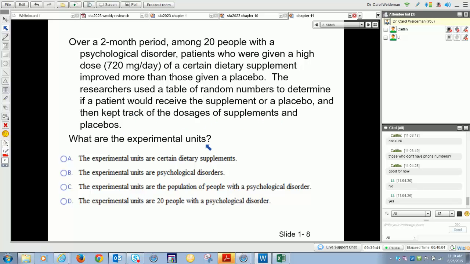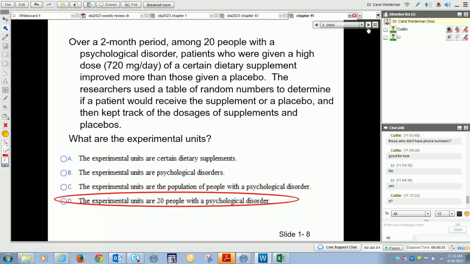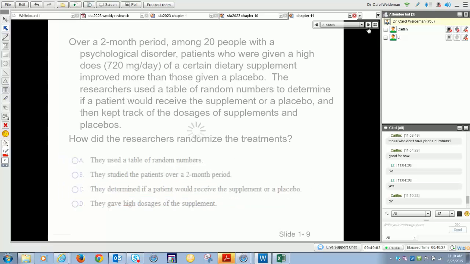What are the experimental units? This is the WHO. What are the experimental units in this case? So A, B, C, or D? Anybody want to try? What are the experimental units? Remember, those are the things from which we're going to collect the information. Anybody want to try that? D. Yep. The 20 people with the disorder.